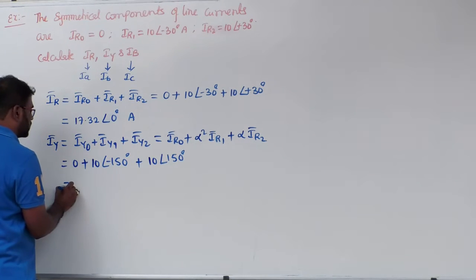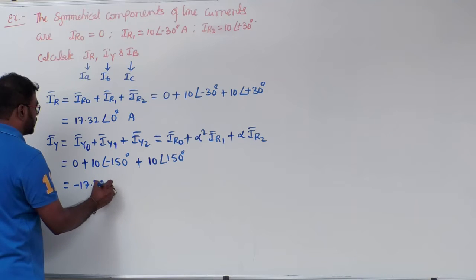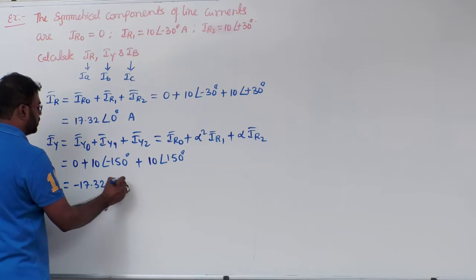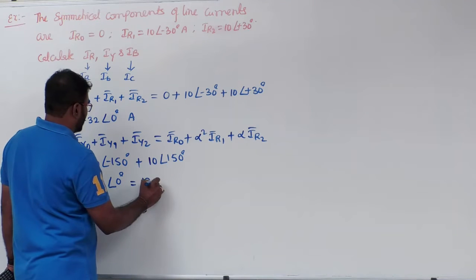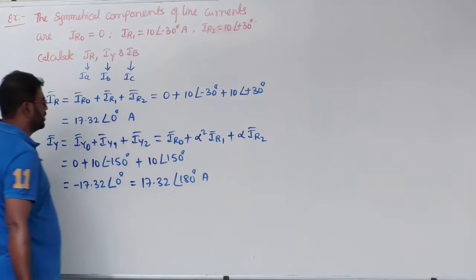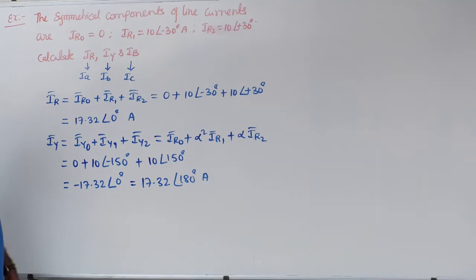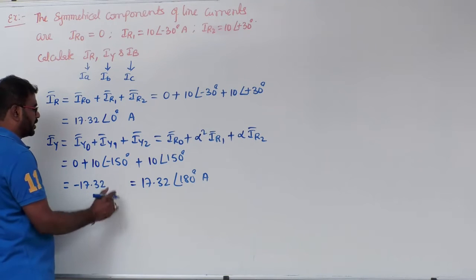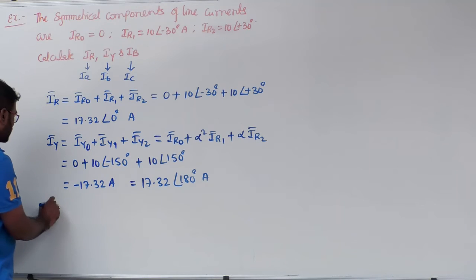If I solve this, we get minus 17.32 at an angle 0 degrees amperes. Otherwise we can write 17.32 at an angle 180 degrees amperes. Simply, this is plus 17.32, this is minus 17.32. Clear?